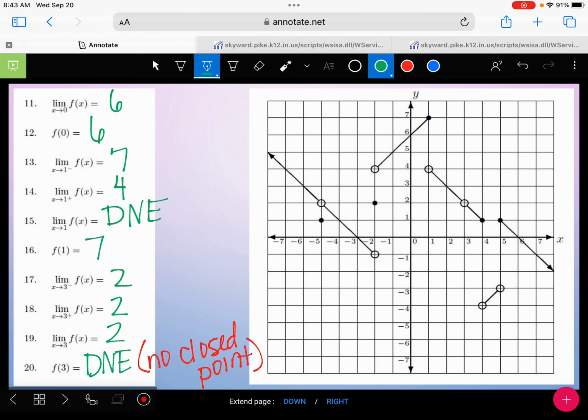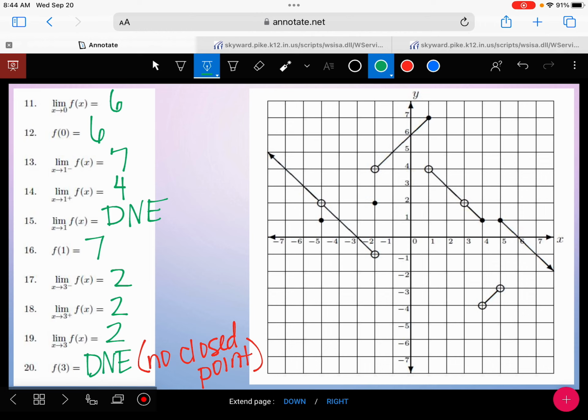All right, so just because I want to make sure we have enough time to see your tests and talk about retakes, go ahead and start grading numbers 11 through 20. Just circle the ones you miss. So I'll read them off. So 6 for 11, you should have 6, 6, 7, 4. 15 does not exist. Excuse me. 16 is 7.